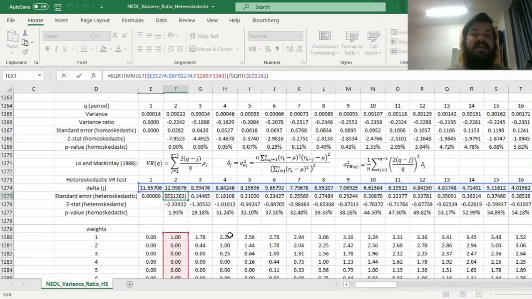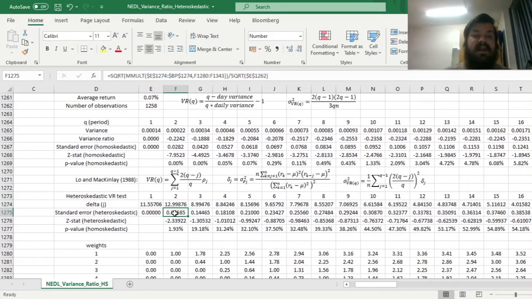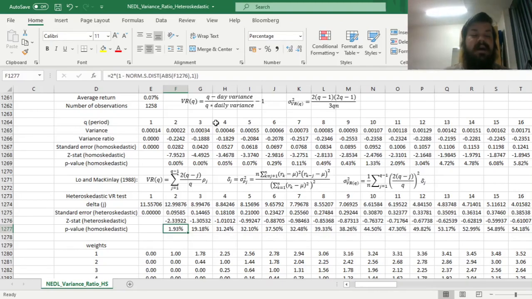Then we take the square root of this MMULT equation, and divide it by the square root of the number of observations, 1258. We achieve the standard error that can be compared to the standard error in the homoscedastic case. And that means that this standard error fits into the z-stat calculations. You divide the variance ratio by the heteroskedastic standard error, and these z-stats can be converted into p-values using the same standard normal distribution as in the homoscedastic variance ratio test.